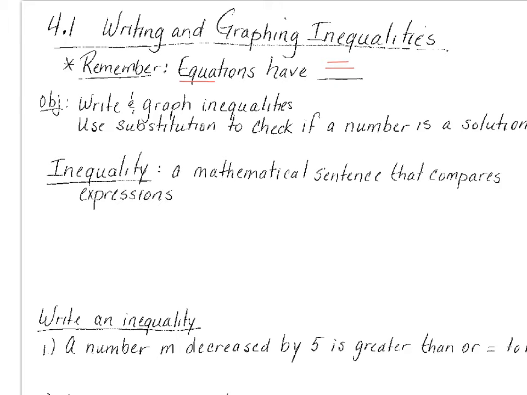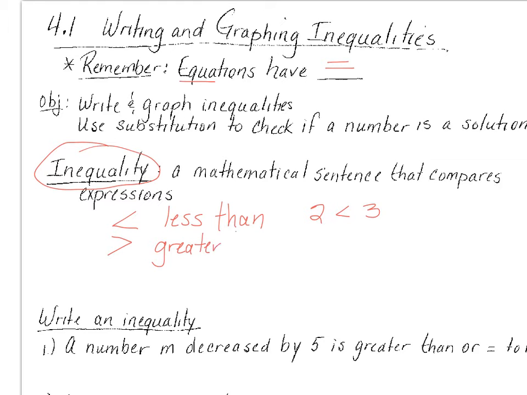Okay, first of all, the difference between an equation and an inequality. An inequality is a mathematical sentence that compares expressions. Well, that probably doesn't mean a whole lot to you, but when you're comparing numbers, we're using these symbols. This is less than. Remember, we can see the L, less than. For example, 2 is less than 3. That's true. There's greater. You cannot see an L, greater than.